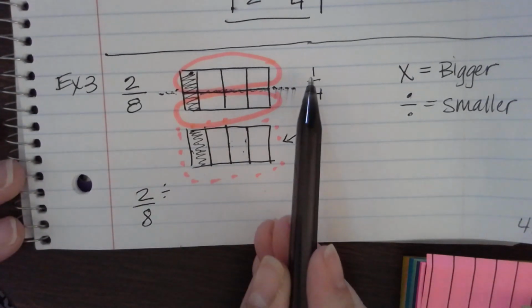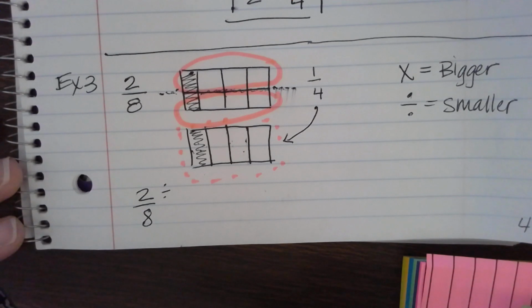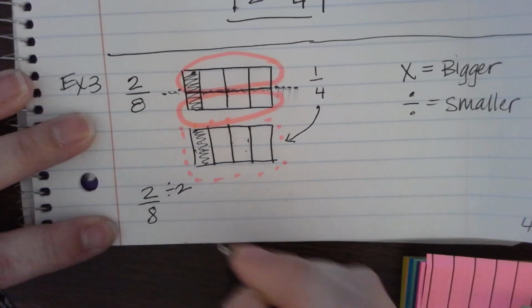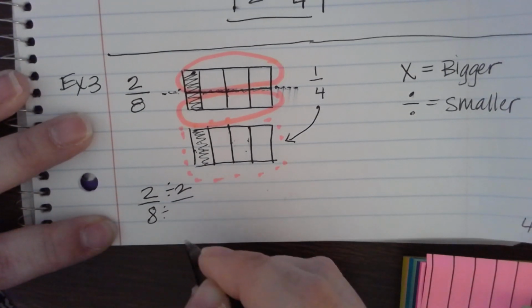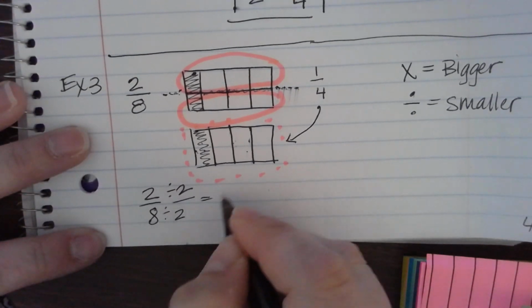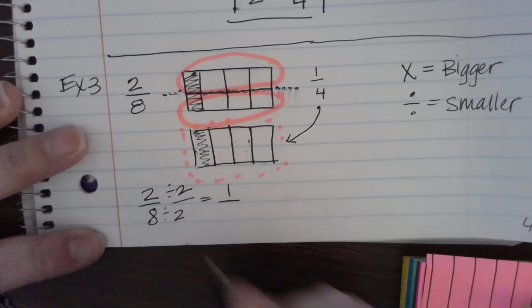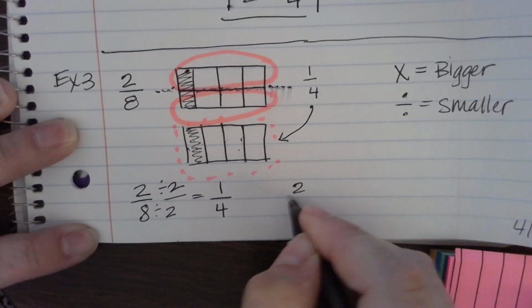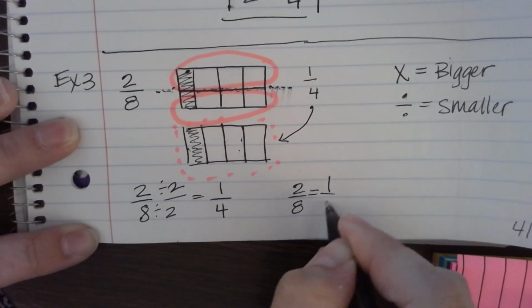For a 2 to become a 1, what do I do to the 2? I divide it by 1? 2 divided by 1 equals 2. 2 divided by what gives me 1? 2. I divided by 2. And when I divide, remember what I do to the top, I do to the bottom. 8 divided by 2 gives me 4. So 2/8 is equal to 1/4.